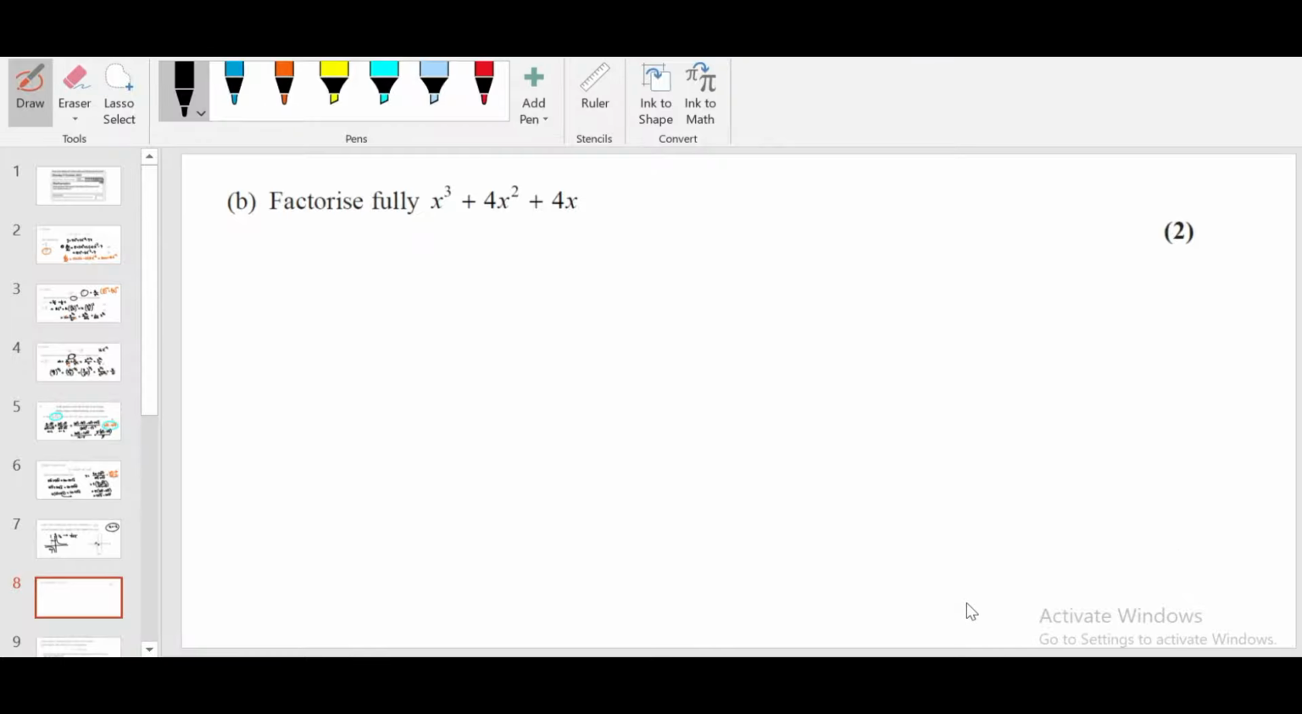Part B says fully factorize this. Okay, you will get this type of questions from first topic of chapter 4, graphs and transformation. It's a cubic function. Take x as a common factor. You will get x square plus 4x plus 4.